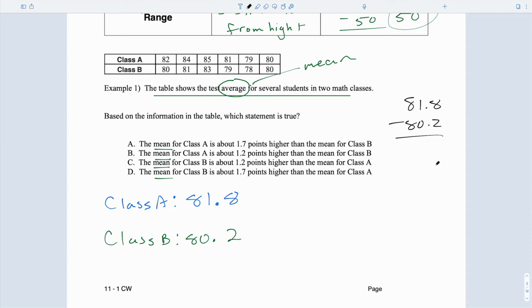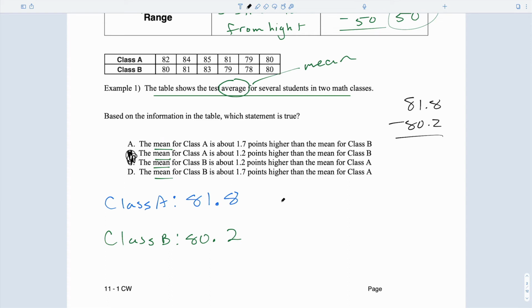I noticed that none of the answers have 1.6, but there is one that's closest, and there's probably a reason for that: we rounded and they didn't. So I would go with the closest one. And is it A or is it D? Turn and talk to your partner and go. 3, 2, 1. Dallin, why are you saying it's A?